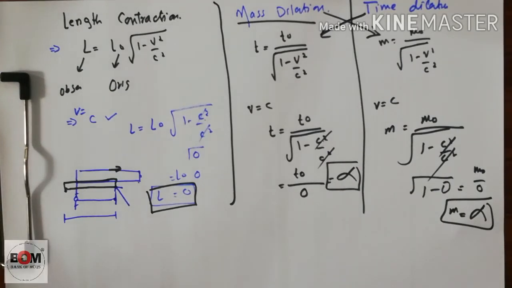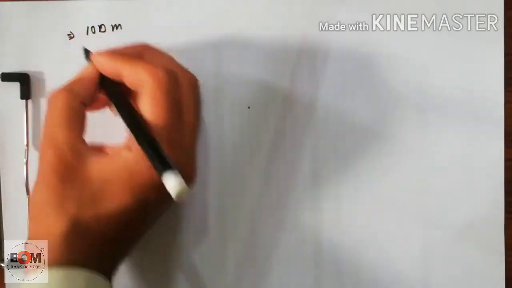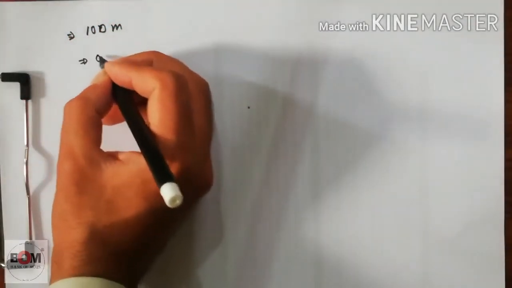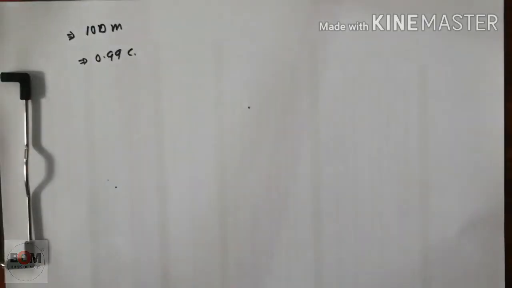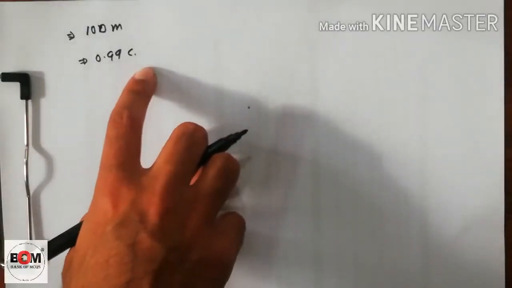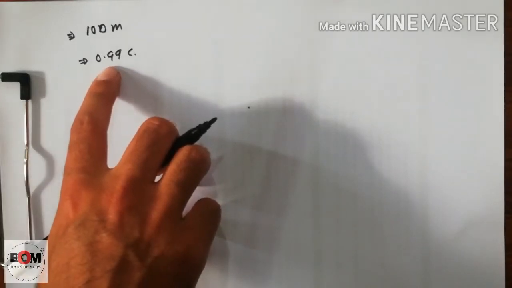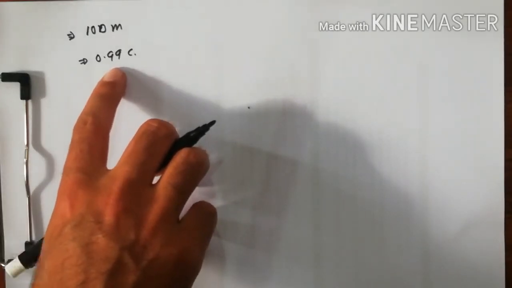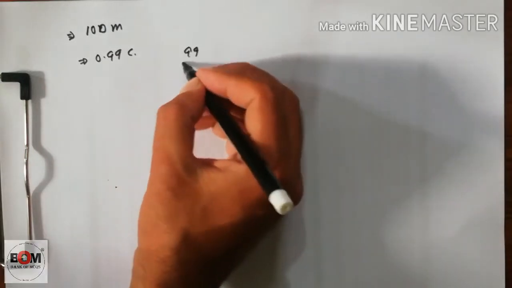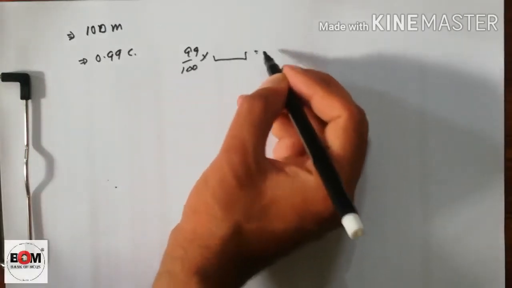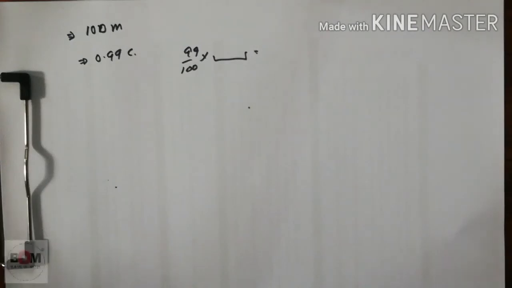How is it possible? Now if they say that the body length is 100 meters, and it is moving with the speed of 0.99 c. They give the speed as 0.99 c, but it means that it is moving with 99 by 100 multiplied by the speed of light. It is moving with this speed.